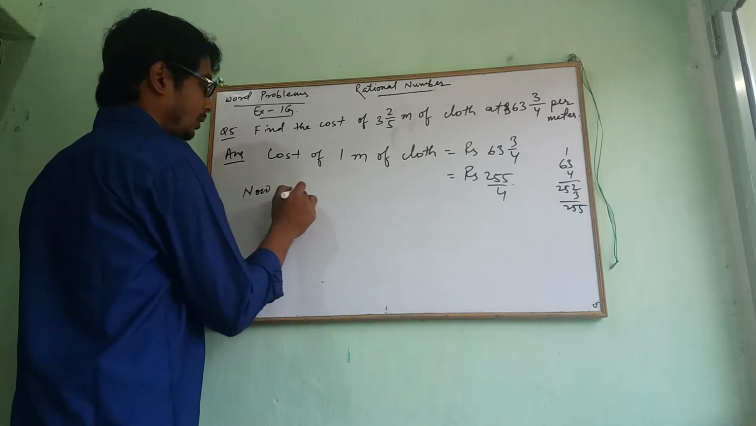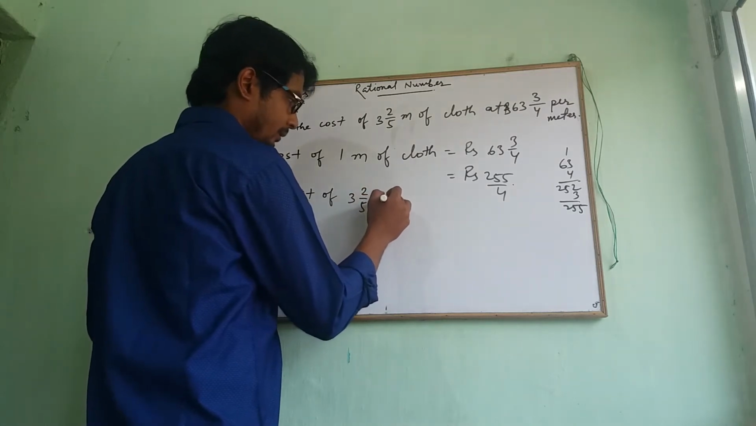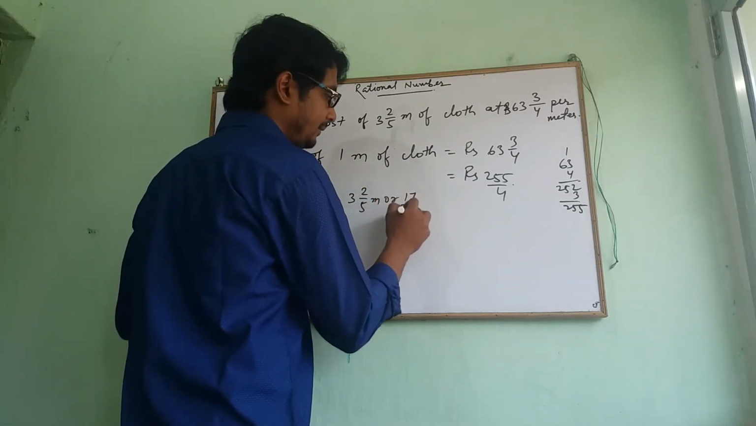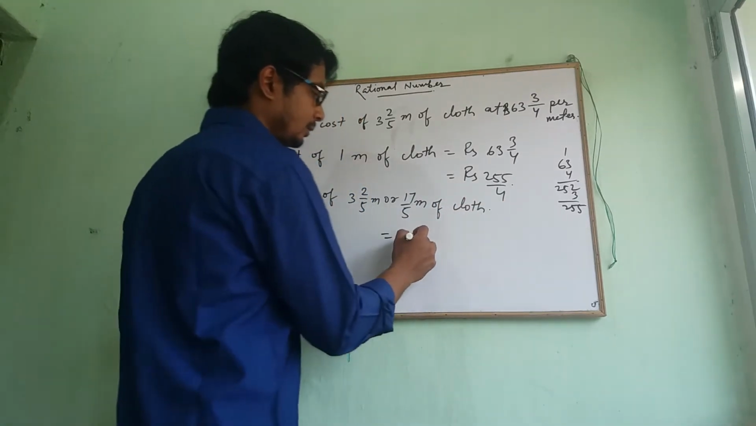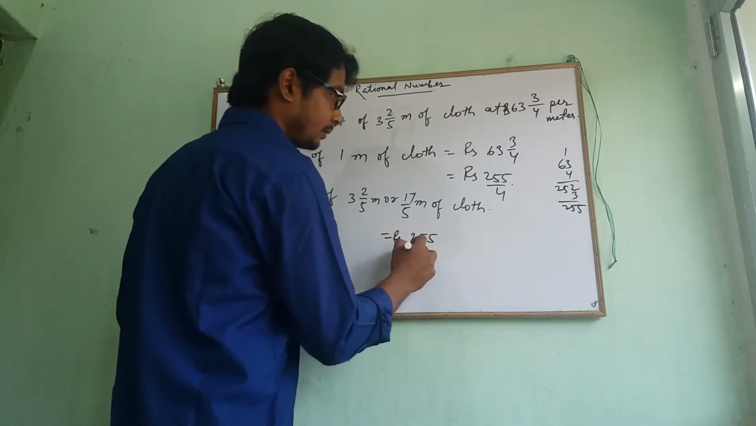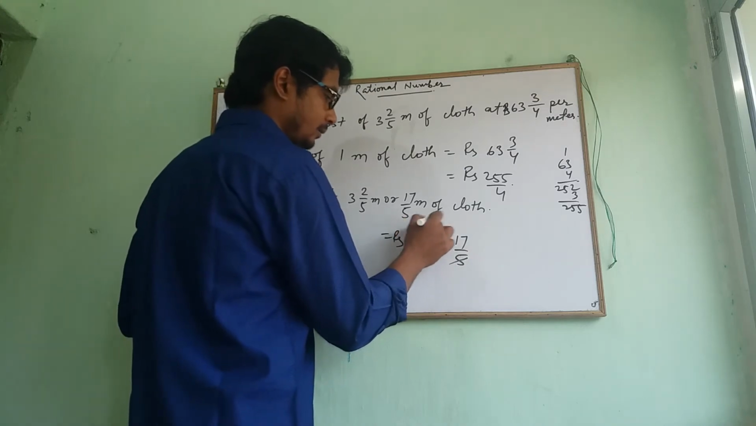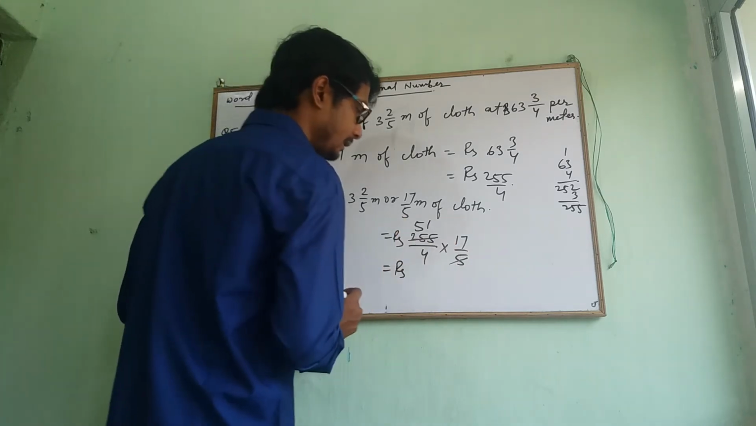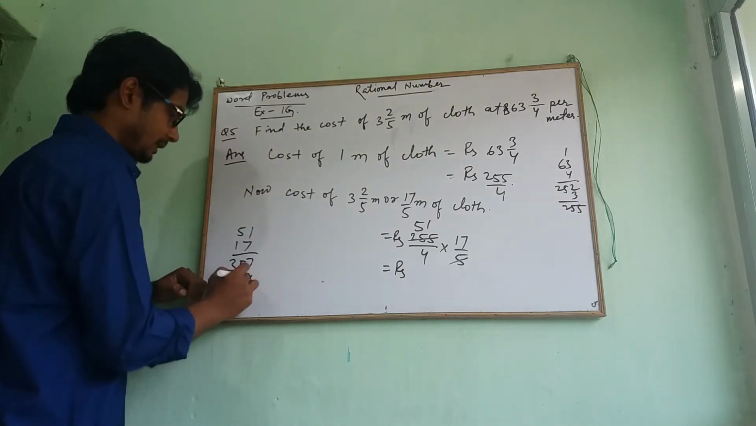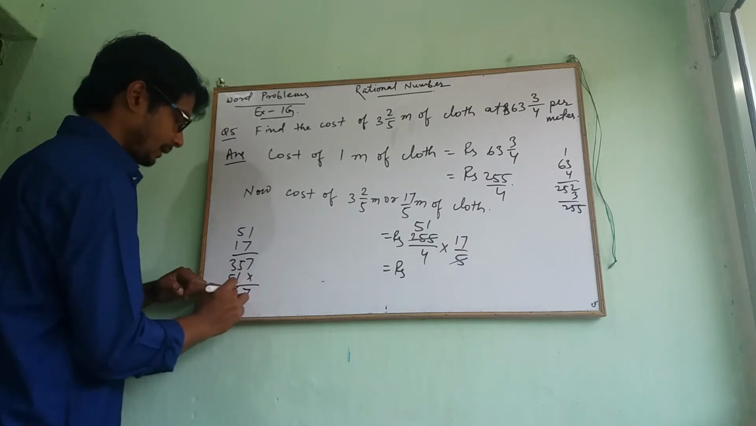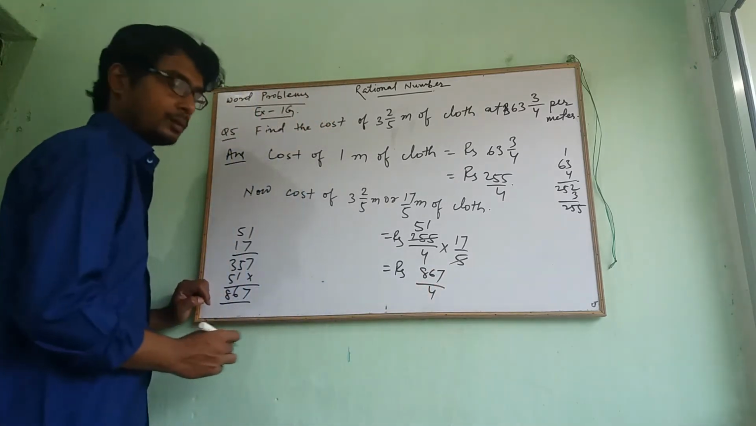Now cost of 3 whole 2 by 5 meter or 17 by 5 meter of cloth is equal to 255 rupees by 4 multiplied by 17 by 5. So this becomes rupees 51 multiplied by 7. 7 times 1 is 7, 7 times 5 is 35. So this becomes 357 by 4. This is the cost.